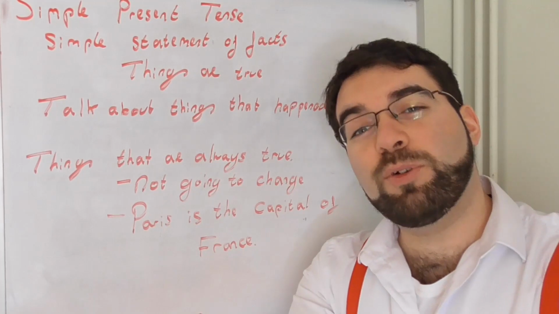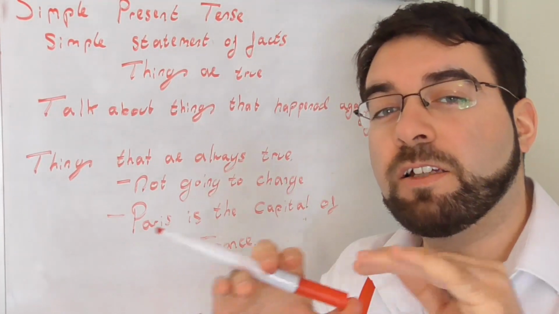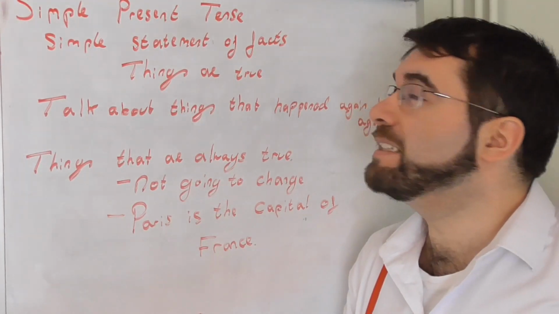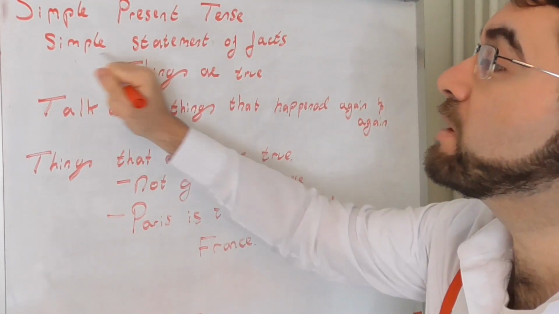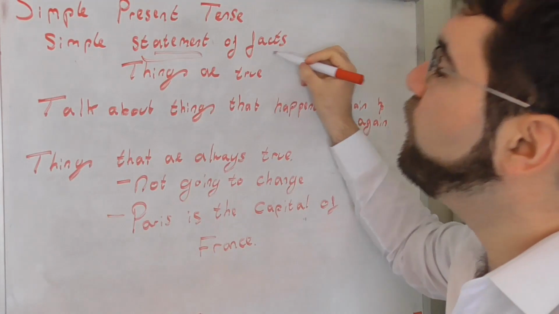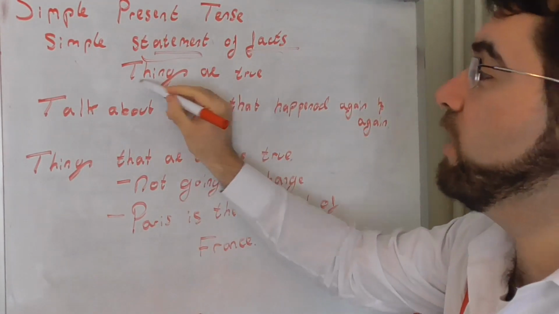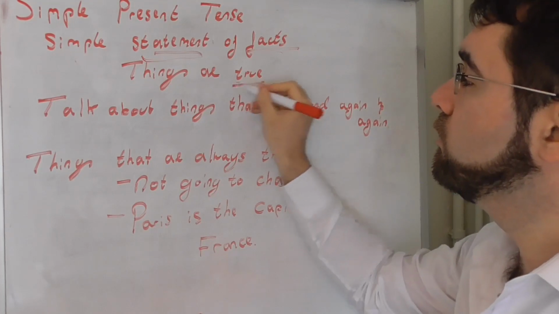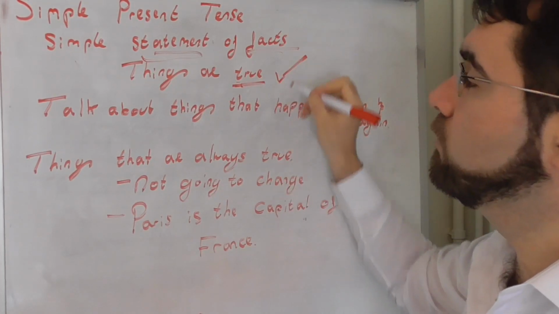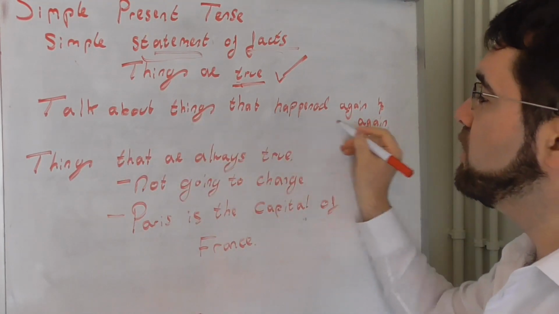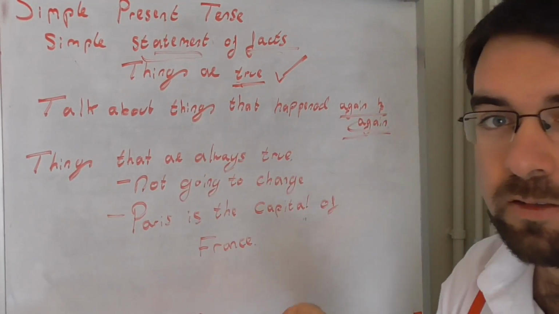So, the simple present tense. Try and keep English simple. The simple present tense is a simple statement of facts, saying things that are true. Things that are true. Talk about things that happened again and again.